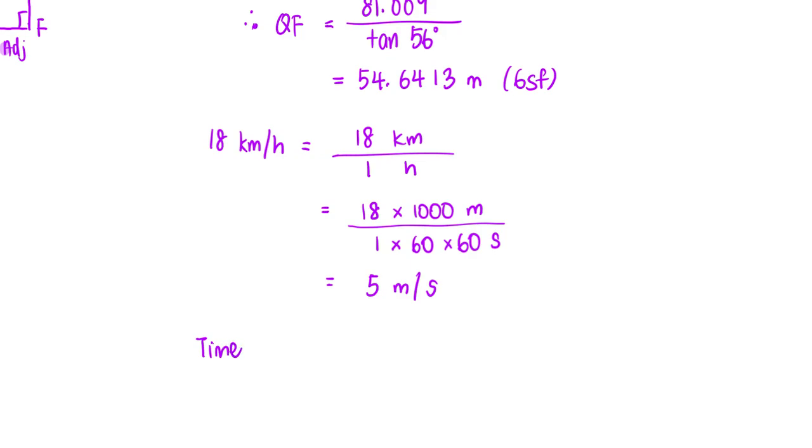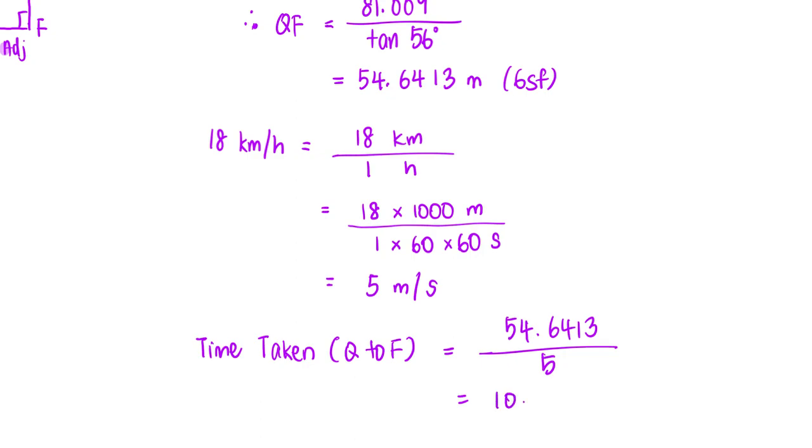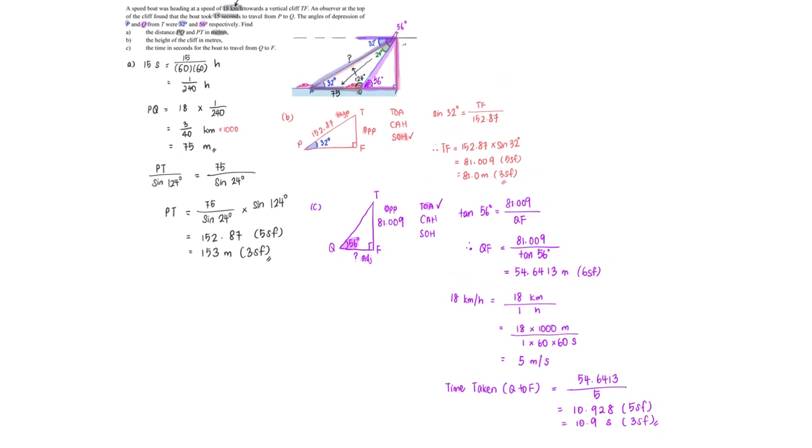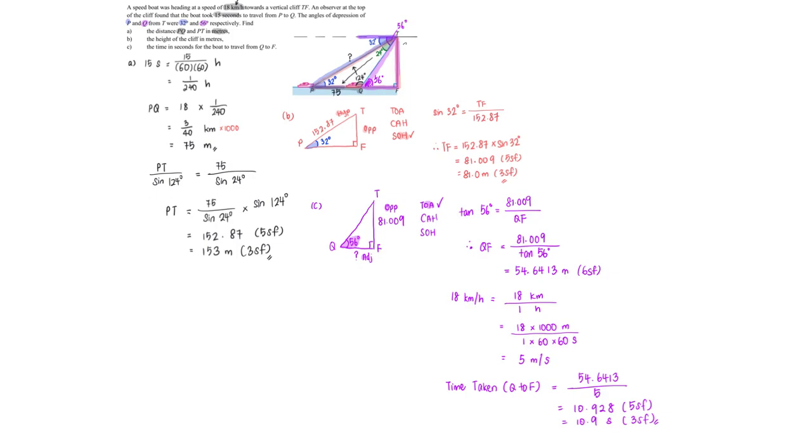And so, with distance and speed, to find the time, the time taken from Q to F will be equal to the distance divided by the speed. So 54.6413 divided by 5 is 10.928. To 5 significant figures, final answer 10.9 seconds, 3SF. And with that, we have come to the end of this particular problem. If you like this video at any point in time, do give it a thumbs up. Thank you for watching and have a nice day.